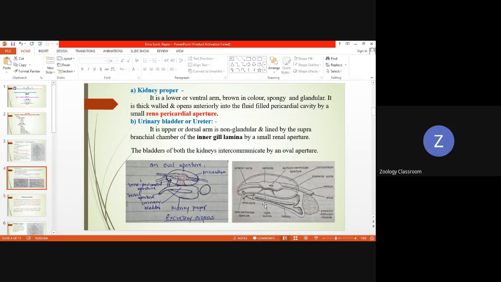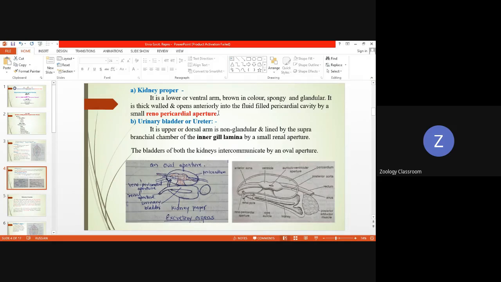See, this is the auricle, this is the ventricle, which is enclosed in the pericardium. Part of the digestive system, the intestine, passes through the ventricle, which we have already mentioned is the peculiarity of the digestive system of the bivalve, passing through the heart. But if you see the kidney proper, its anterior end opens here, and this opening is called the pericardial aperture.